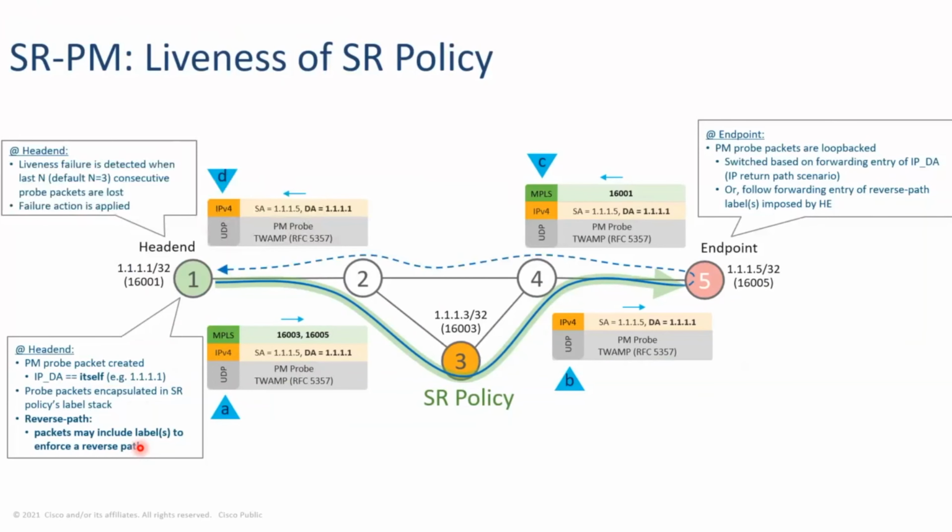When the packet is coming back, the liveness failure detection will be able to make sure that we're not losing these PM liveness packets. And if we lose more than n consecutive probe packets, then we can apply a failure action.